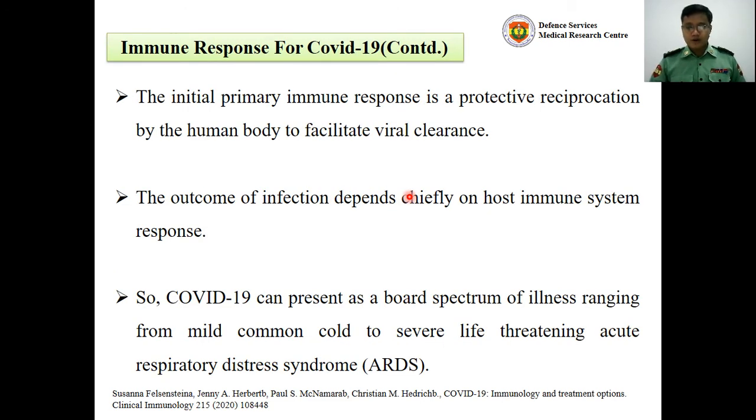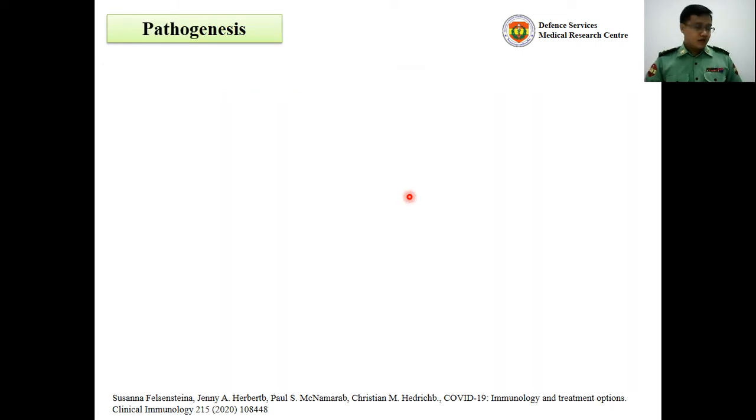The initial primary immune response is a protective reciprocation by the human body to facilitate viral clearance. The outcome of infection depends chiefly on the host immune response. So COVID-19 can present a broad spectrum of illness, ranging from mild to severe acute respiratory distress syndrome. This is the pathogenicity of COVID-19.